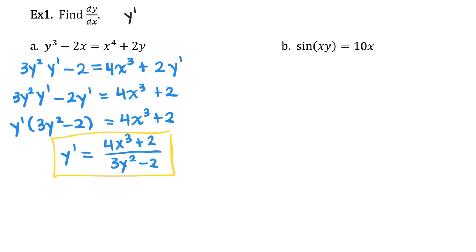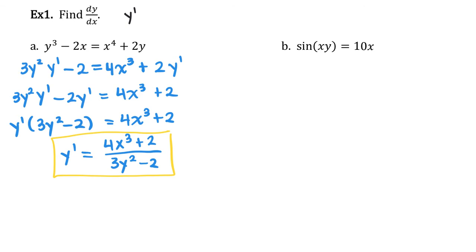Okay, let's look at a more complicated one. This is the sine of xy equals 10x. I can't turn this into an explicit equation. I can't solve for y easily, and I feel like it's going to make it so much worse if I even try. So we're going to just try to find the derivative of this thing as is, very carefully, because I see some chain rule stuff in here.